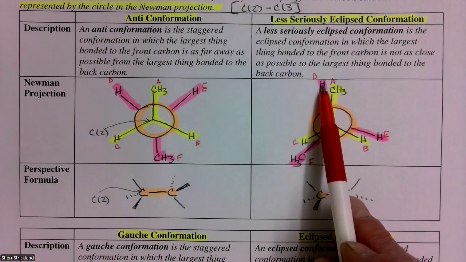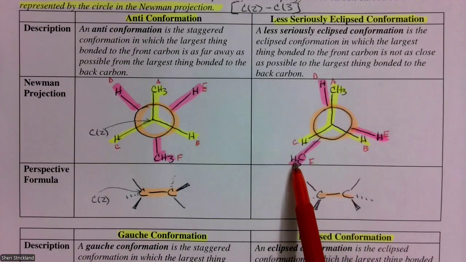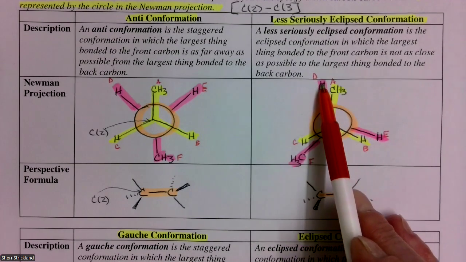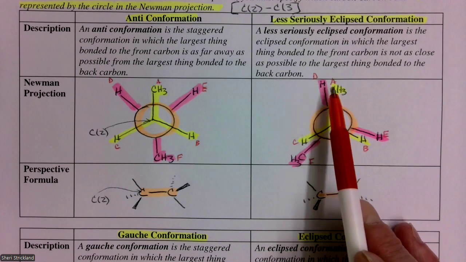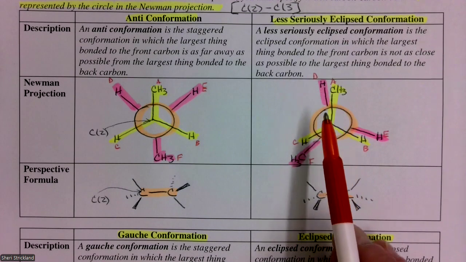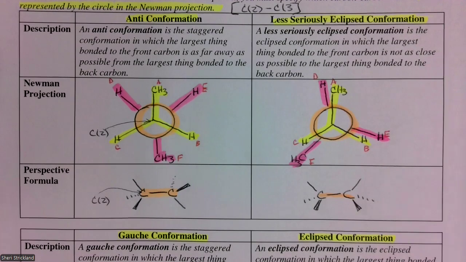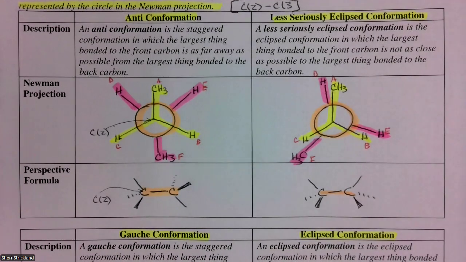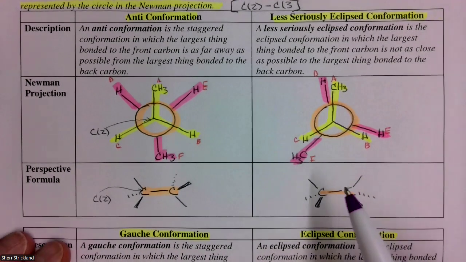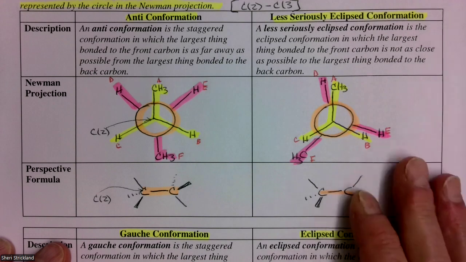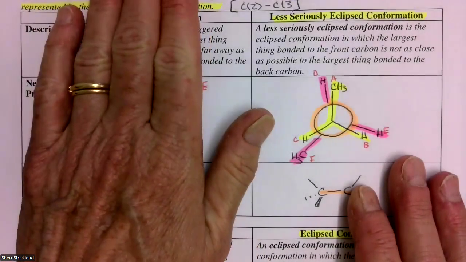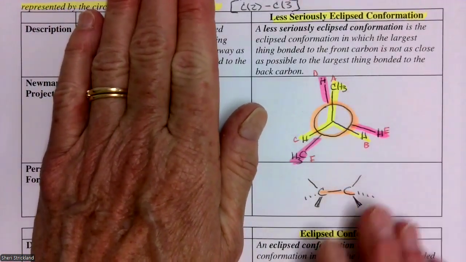But you can see that the substituents on carbons 2 and 3 are eclipsed, but this steric hindrance, steric interference, is not as bad between a hydrogen and a methyl as it would be between 2 methyls. All right, so the other thing I want us to do in this video is to go from Newman projection to perspective formula.